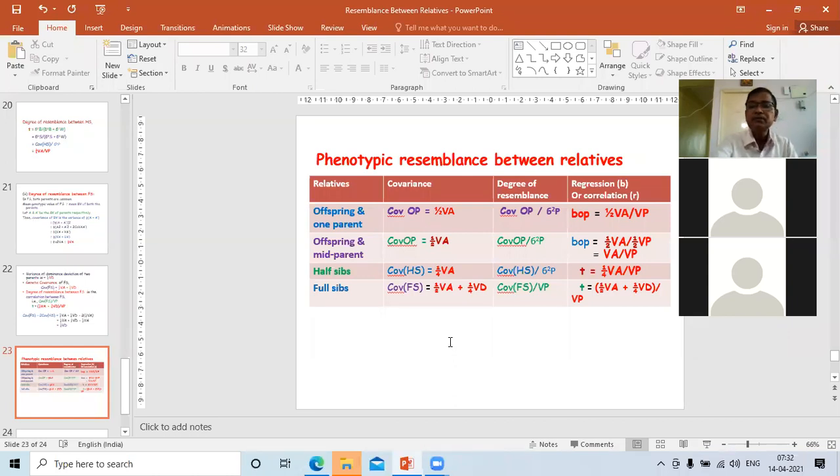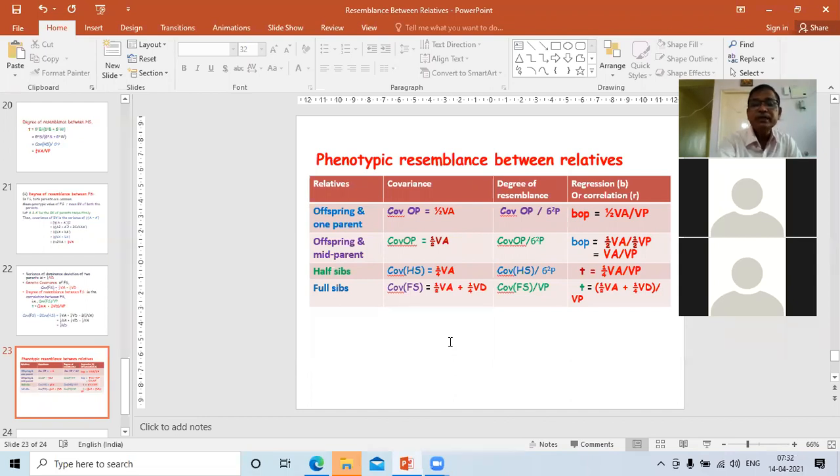Here I will just tell you that VA by VP stands for heritability. What is heritability? Heritability is the proportion of the total phenotypic variance which is due to the additive effect of genes, attributable to the average effect of genes. So the A part means breeding value, or the average effect of genes. This VA by VP is called heritability.